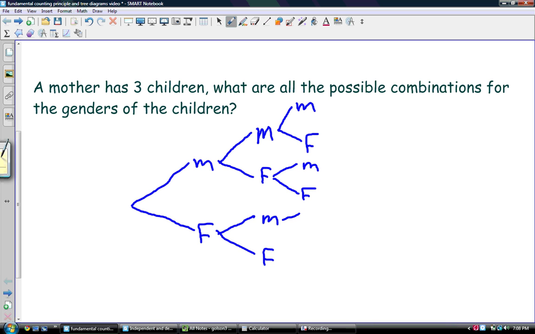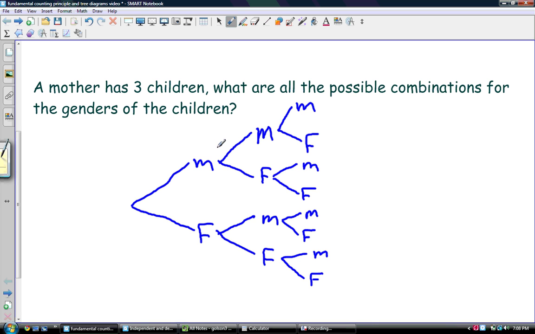Now, if we're doing something other than children, where there's only 2 choices, like if we were talking about something where you had 3 choices, then you would need 3 branches off of each. If you were doing something that had 4 choices, then you would need 4 branches off of each one of these. It's because we only have 2 choices that we only use 2 branches each time. And so if I have 3 children, there are actually 1, 2, 3, 4, 5, 6, 7, 8 different combinations for having males and females.